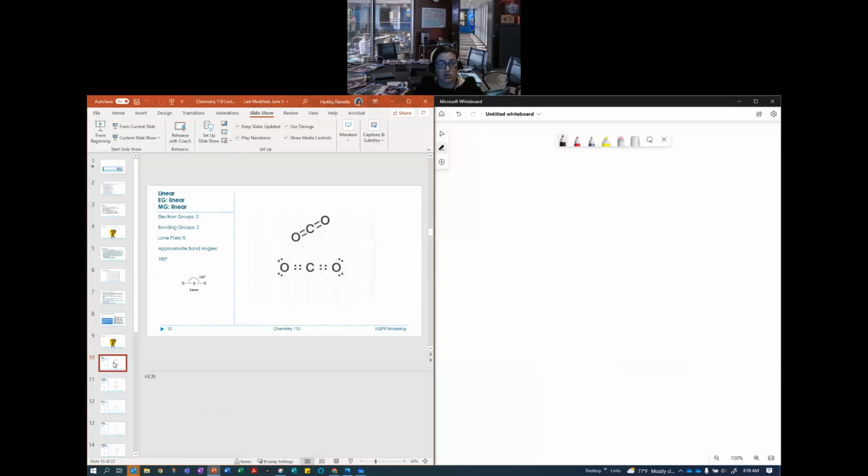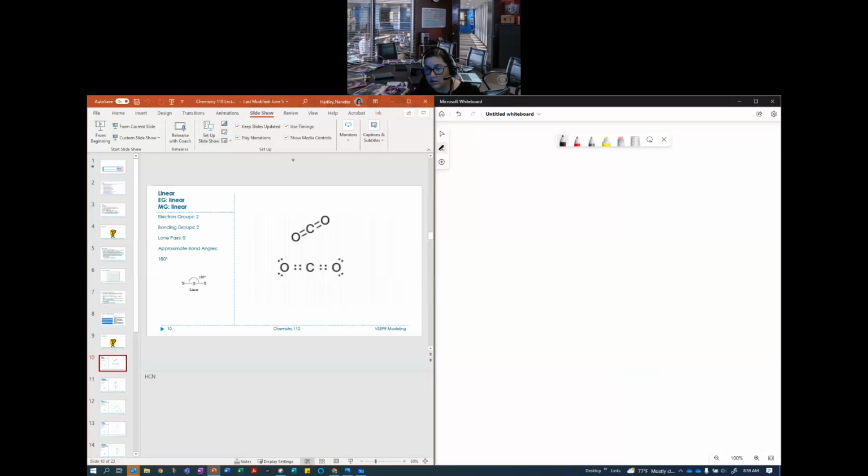Okay. So the first thing we're going to talk about is a linear structure. This is, again, electron pair geometry is linear. The molecular geometry is linear. This has two groups, like two electron pair groups. So remember, this may be a double bond, but it's only considered as one. Okay. So the structure that we're looking at here is CO2.